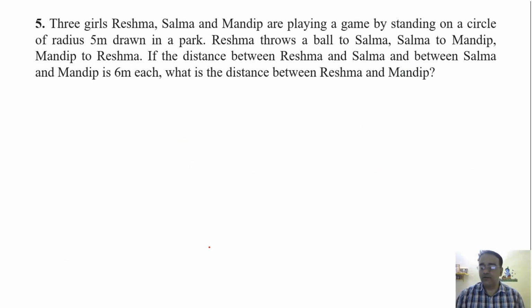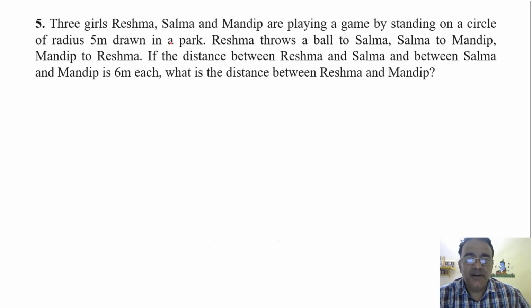Okay. Now this is a very good question and very important also, and this question can be used for case study based questions also. Three girls, Reshma, Salma and Mandeep, are playing a game by standing on a circle of radius 5 meter drawn in a park. Reshma throws a ball to Salma, Salma to Mandeep, Mandeep to Reshma. If the distance between Reshma and Salma and between Salma and Mandeep is 6 meter each, what is the distance between Reshma and Mandeep? So this we have to find.